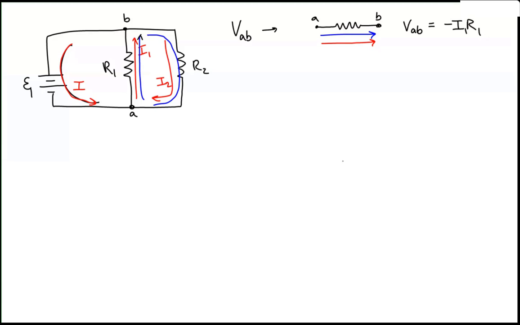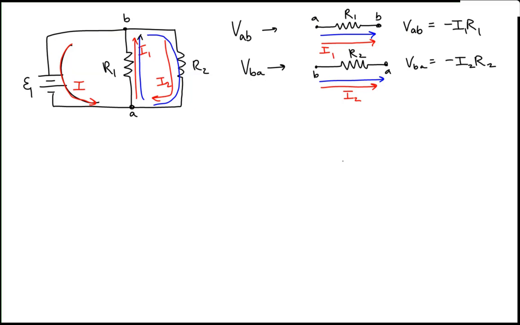And then we got to do the potential difference from B back to A. Now that potential difference is across resistor 2, and we are going from B to A. So in our analysis from B to A, notice our current from B to A is in the same direction. So since our current is in the same direction as our analysis path, we could say that the potential difference from B to A across resistor 2 is minus I2 R2.